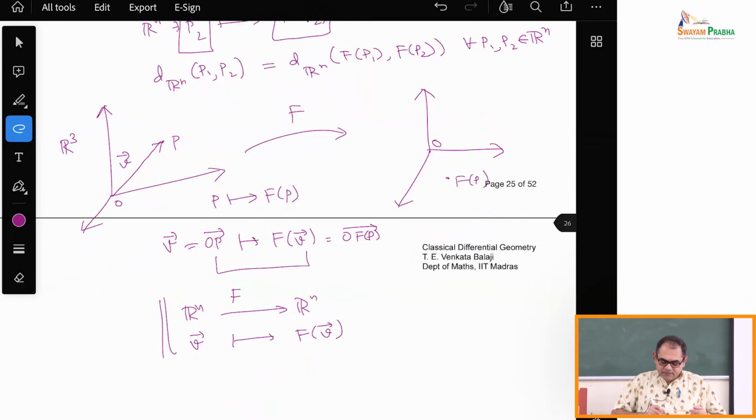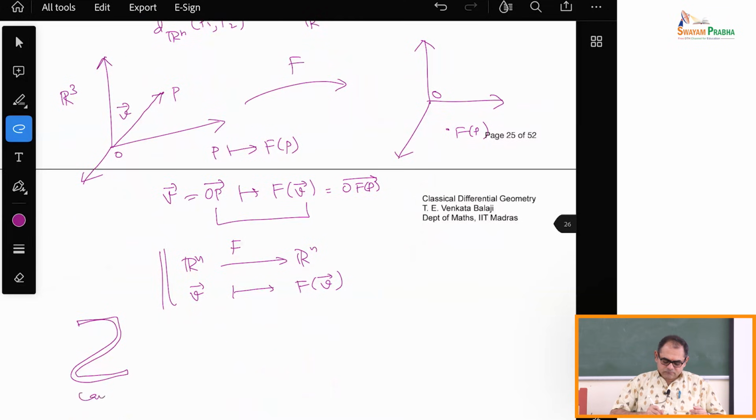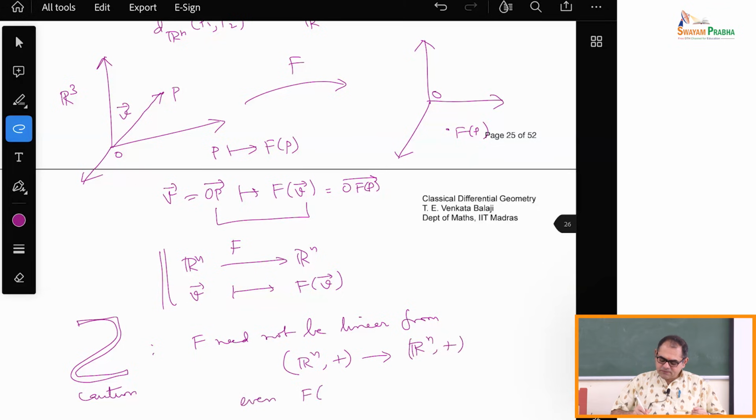So the first thing that will fail is, I will write it here. I will put this caution symbol: F need not be linear from Rn with the additive structure to Rn, again with the additive structure. Even F of 0 need not be 0. The point is it need not be linear.